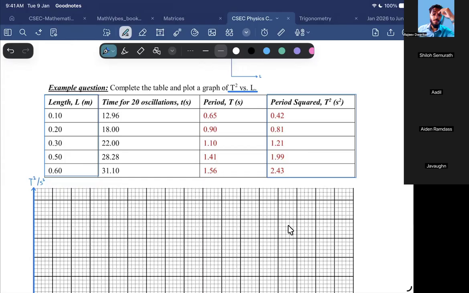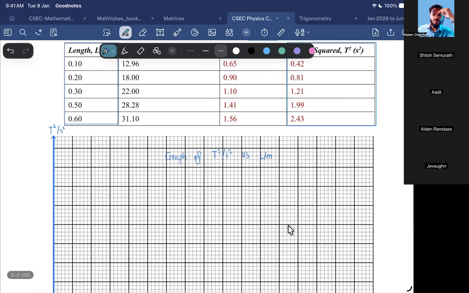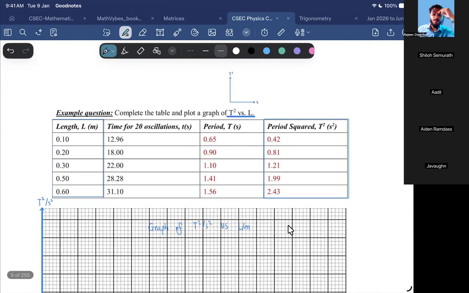T squared. First cell. Alright, so we could say graph of t squared, and I can put the units, t squared in s squared, versus L. That's all. So when you're giving your graph a title, it's very typical. It's just literally what they say. So graph of t squared versus L.